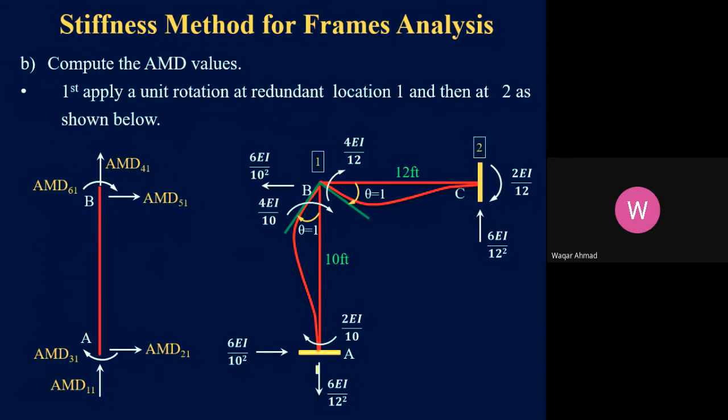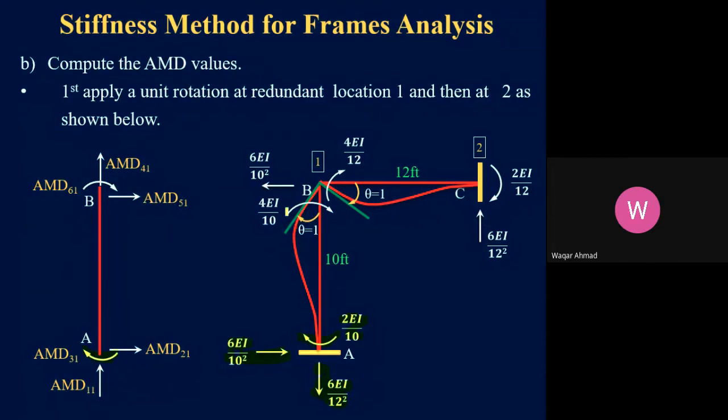So this value is the value of your AMD11, as it is acting downward, and it is opposite to our assumed direction of our AMD11, so it will be negative. This will be the value of your AMD21, and it will be positive because it is exactly in the direction as we have assumed for our AMD21. Also, this will be our AMD31, 2EI/l, and it will also be clockwise positive. AMD31 is also clockwise.